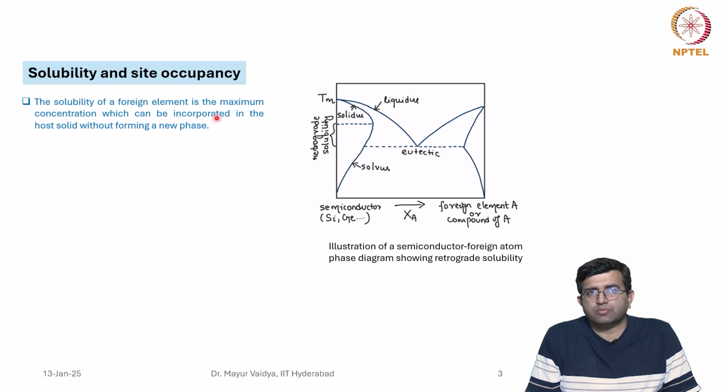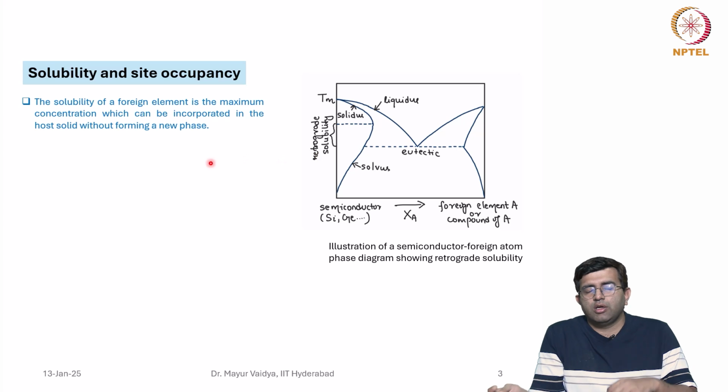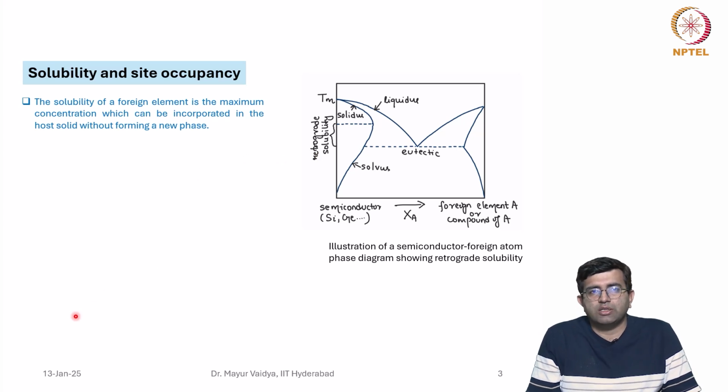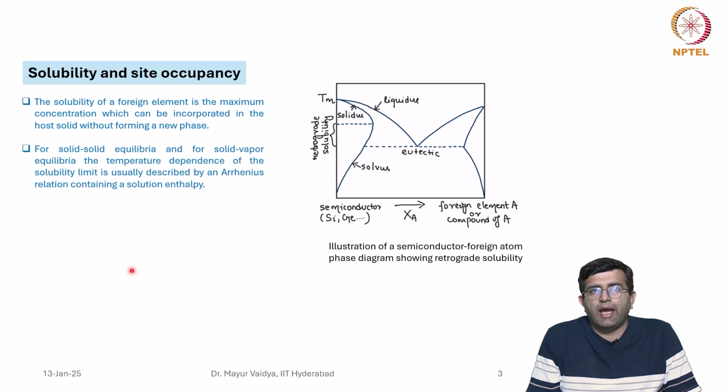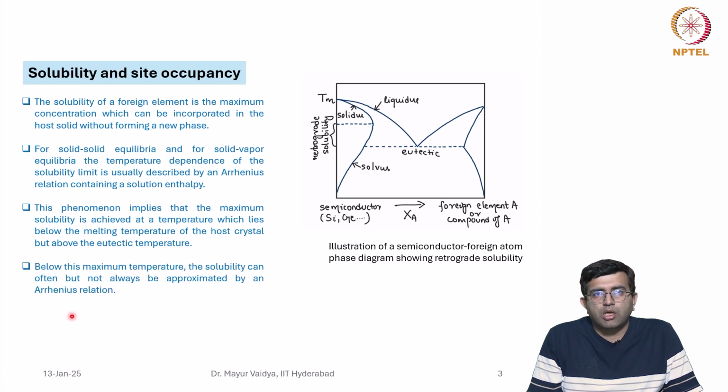As I said, the solubility of a foreign element is the maximum concentration which can be incorporated without forming a new phase. As long as you can incorporate without forming a new phase, that maximum limit is what is known as the solubility. Usually the solubility increases as you increase the temperature, and typically follows an Arrhenius type of behavior. This implies that the maximum solubility is achieved at a temperature which lies below the melting point of the host crystal and above the eutectic temperature. Below this maximum temperature, the solubility can often, but not always, be approximated by an Arrhenius relation.